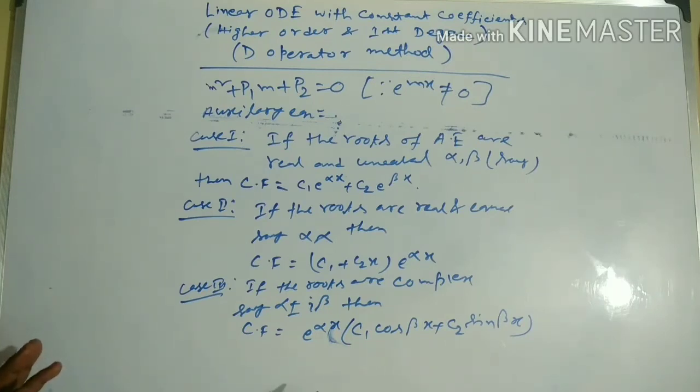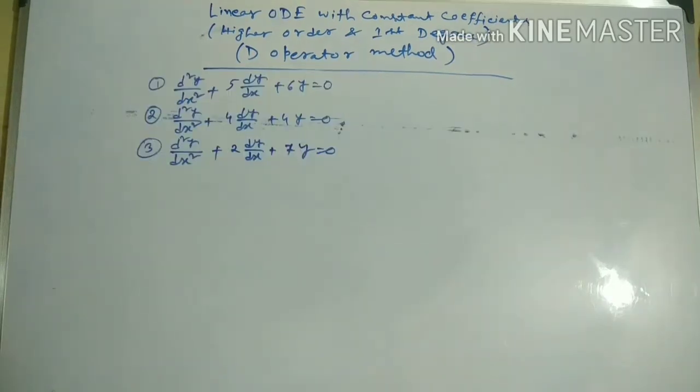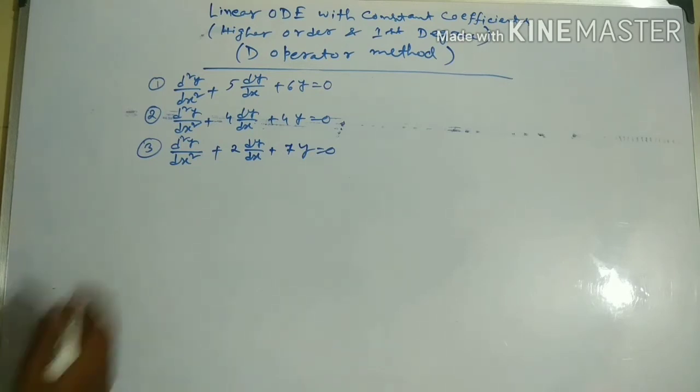Now I will show you three examples for these three types of roots. Then it will be clear to you. So these are the three sums I have written for three types of nature of roots. So one by one I will solve it.